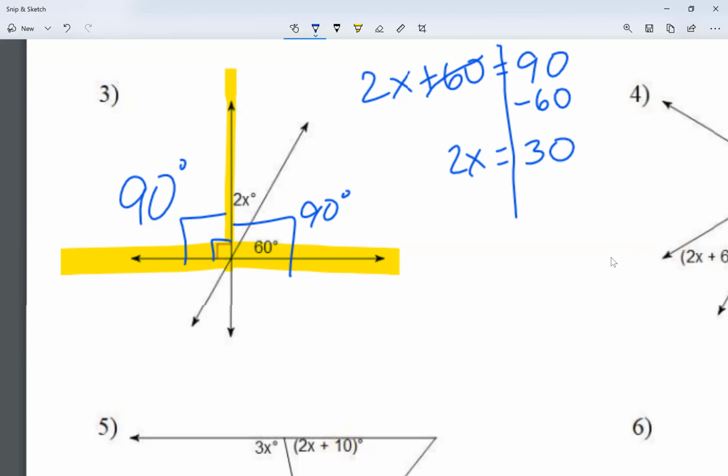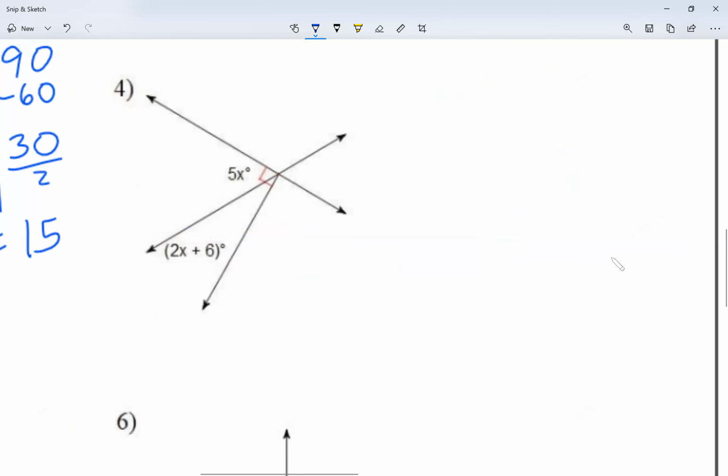Okay, so I have 2 times X equals 30. Now let me divide by the number in front of X. And 2 divided by 2 is 1. So 1X, 30 divided by 2 is 15. So X is equal to 15. Let's take a look at number 4.